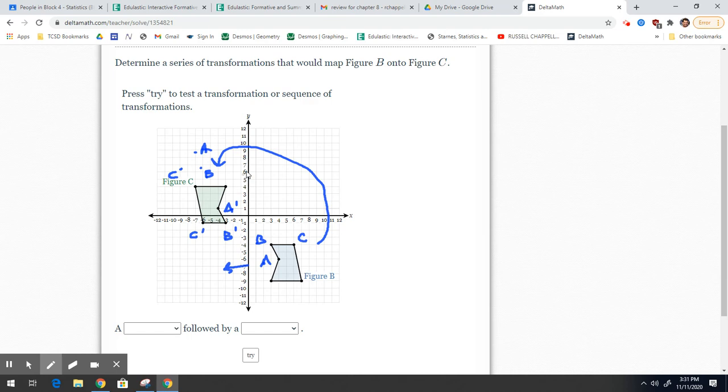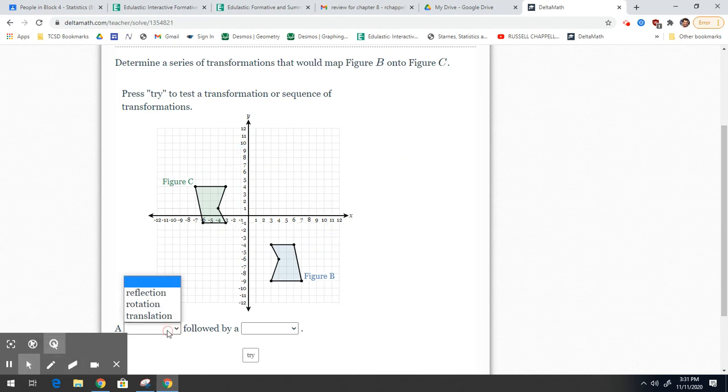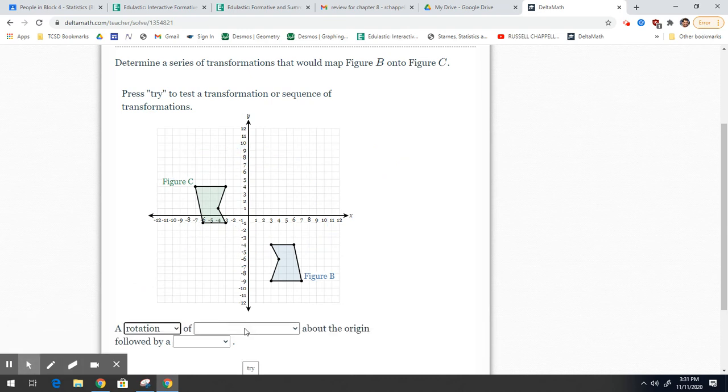So I think that the first thing I'm going to do is I'm going to rotate. And it looks like I go 1, 2 quadrants. So 2 quadrants, that's going to be 180 degrees. So that's what my first try is going to be. I'm going to try to rotate this 180 degrees counterclockwise. So let me get rid of this. And again, you just got to play with it. I'm going to rotate 180 degrees. It doesn't matter clockwise or counterclockwise when you do 180. And let's try it.